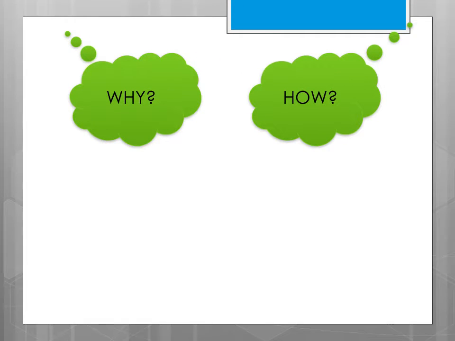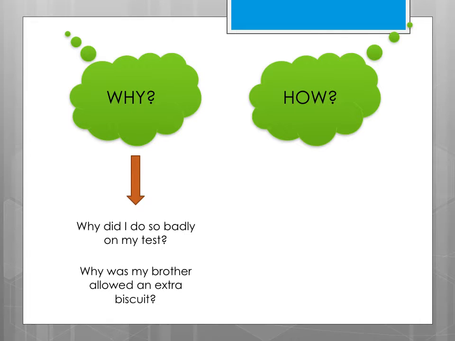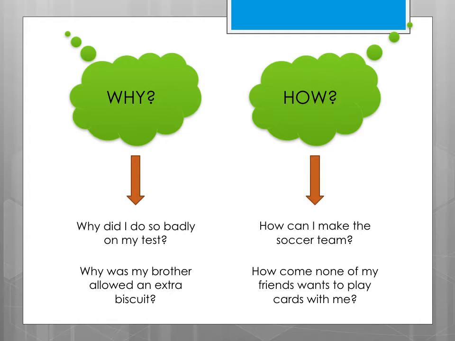Now, learners are naturally curious as well. They want to know, why did I do so badly on my test? Why was my brother allowed an extra biscuit? How can I make the soccer team? Or how come none of my friends want to play cards with me? So just as we process the cause and effect relationship daily, so do learners, whether they recognize it or not. But it is important for them to be able to identify these situations and to understand that a cause is something that produces an event and an effect results from the event occurring. They also need to understand that there can be more than one cause and effect for an event.